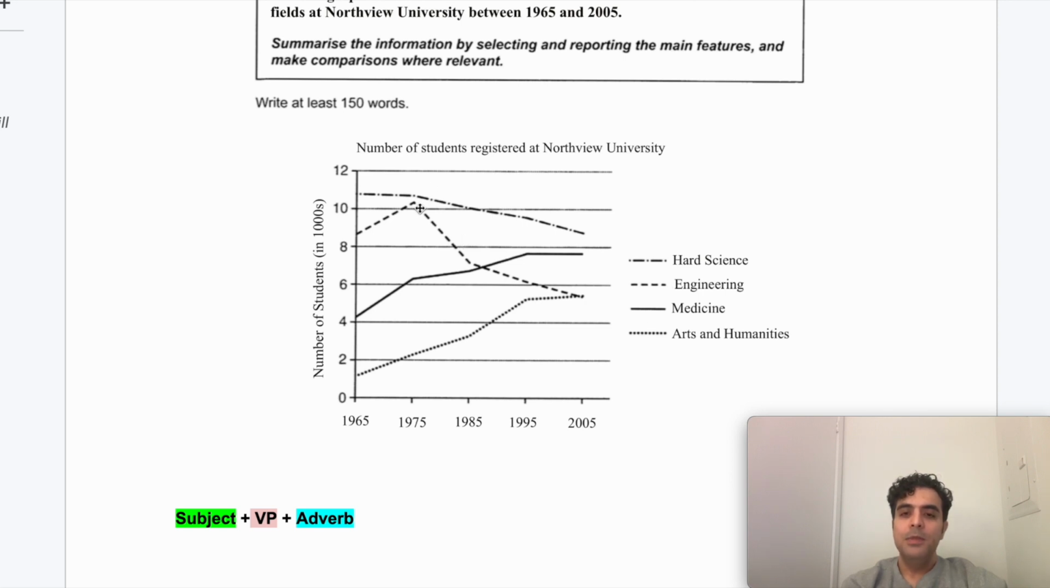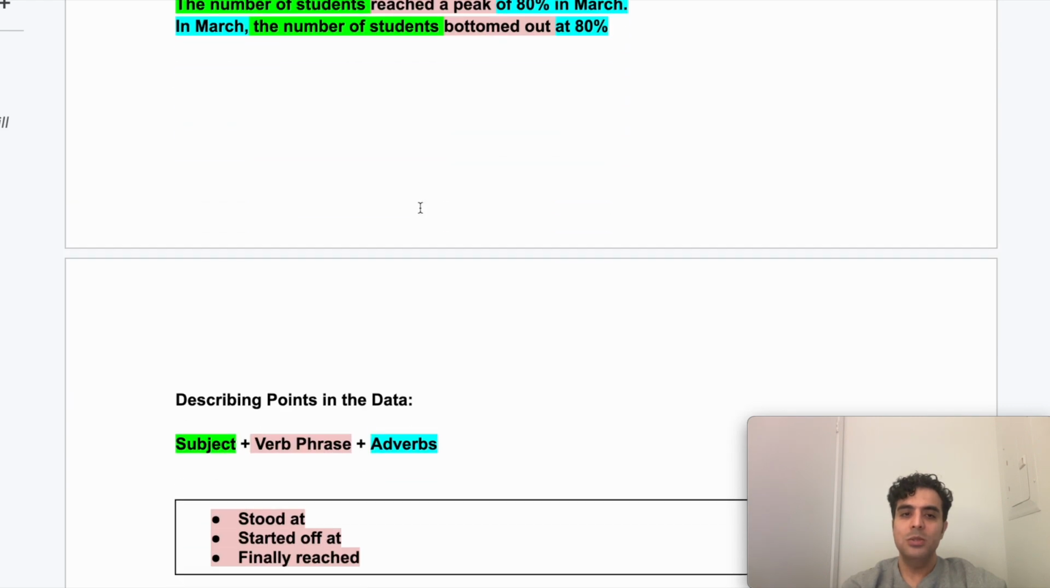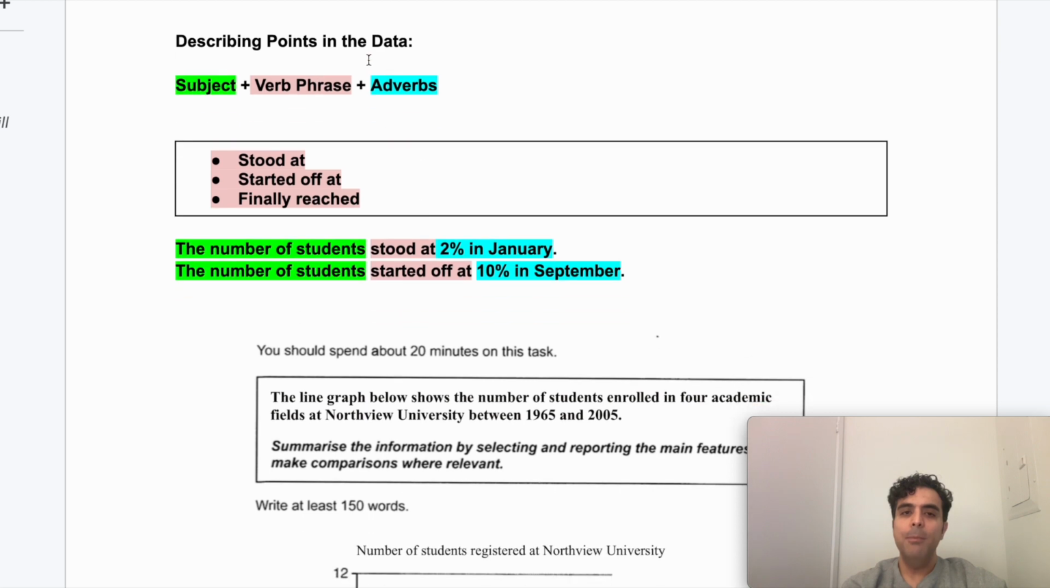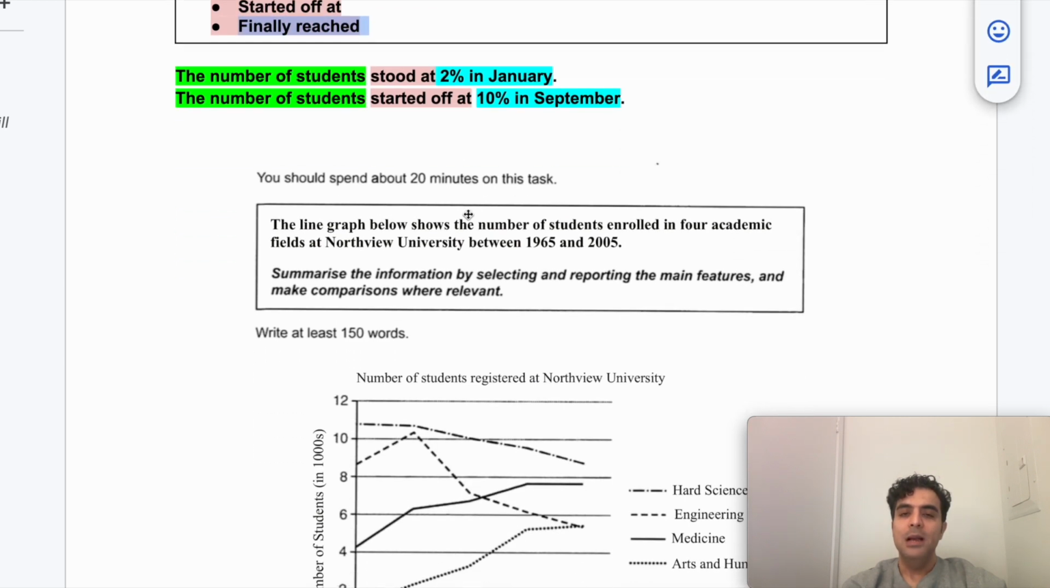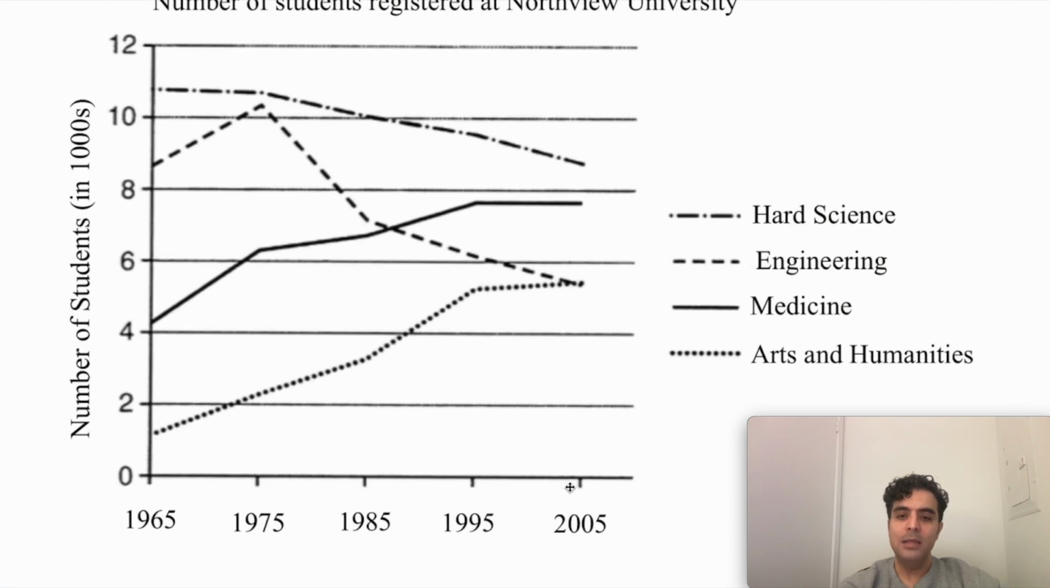And finally, the last structure that we're going to practice pertains to, you got it, describing a point in the data. And so we can talk about any point, we can talk about a starting point, or we can talk about where it eventually landed. So let's take a look at this one. We haven't done arts and humanities, right? And so let's say we want to mention this end point, how in 2005, it reaches below 6%.